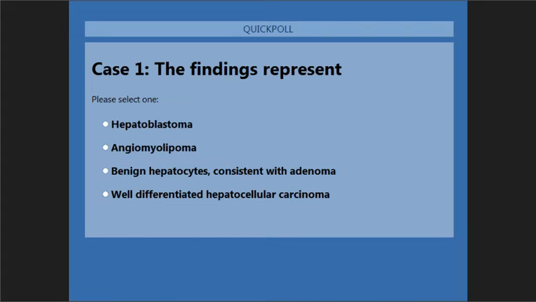Okay, I'll read out the answers. Select one of the following: hepatoblastoma, angiomyolipoma, benign hepatocytes consistent with adenoma, and well-differentiated hepatocellular carcinoma.